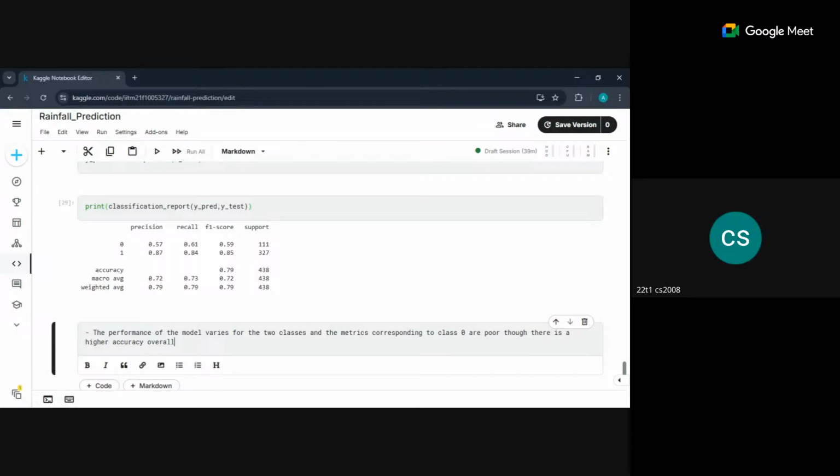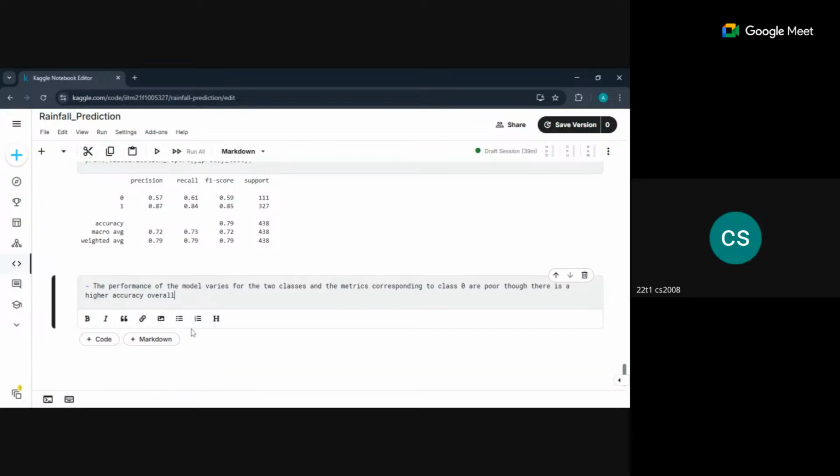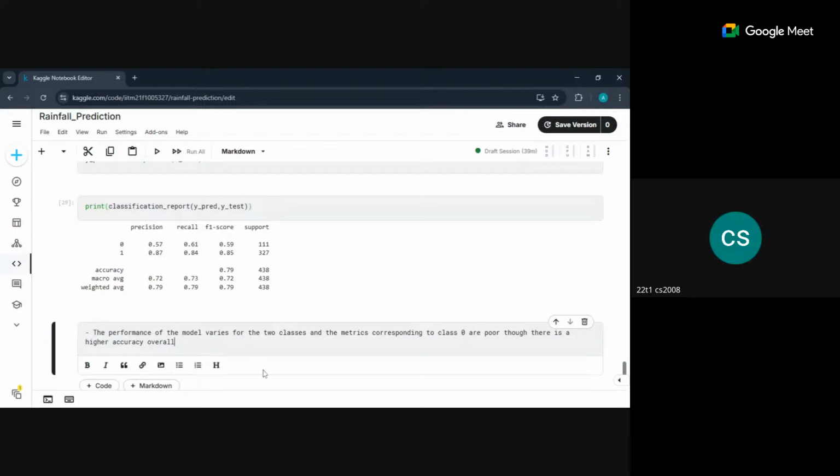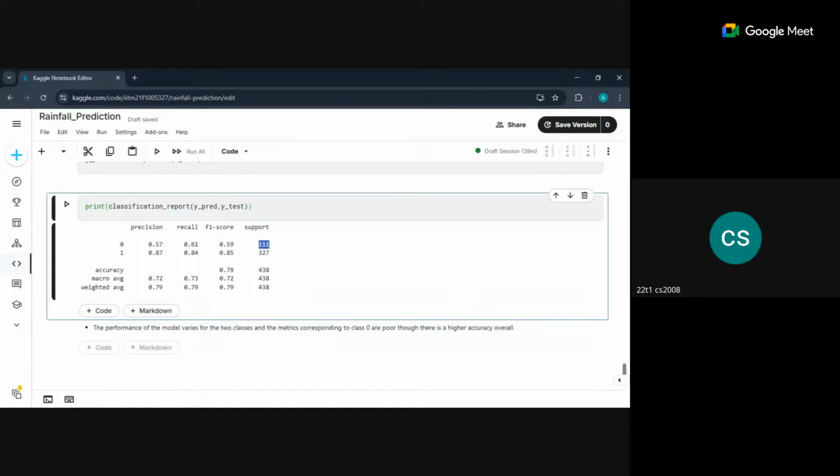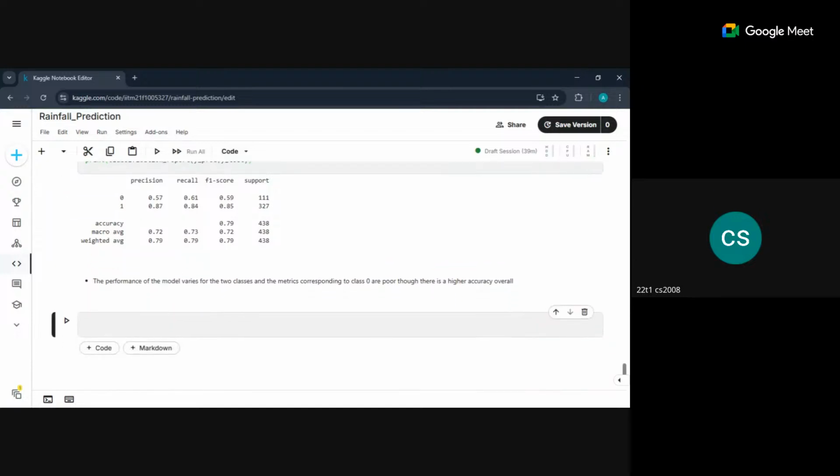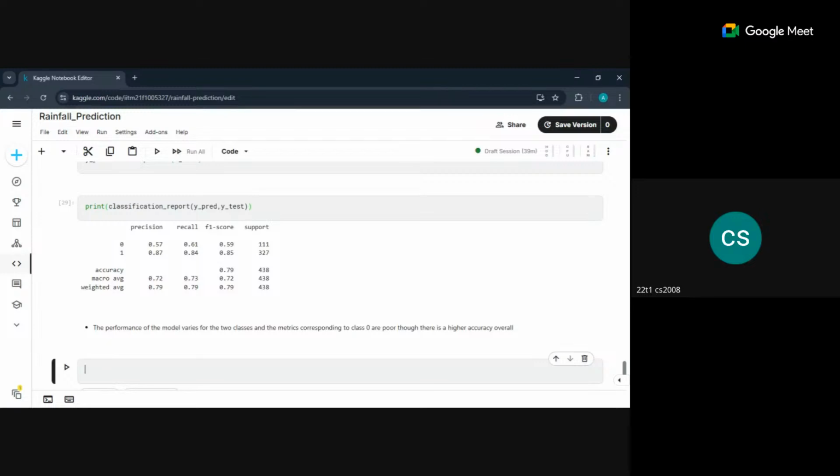So we have one finding. And how many total points are there in the test data set? In this y test, how many points were there based on the classification report? 438 points. 111 of them belong to class 0 and 327 to class 1. So how do I see how many points have been misclassified? What should I do for that? Confusion matrix.